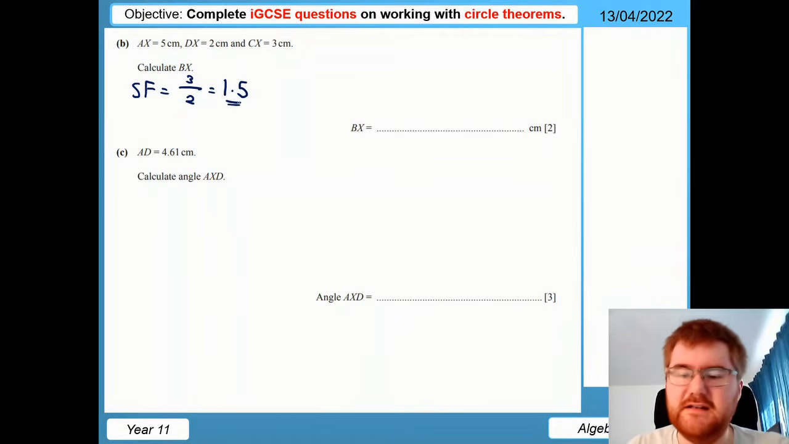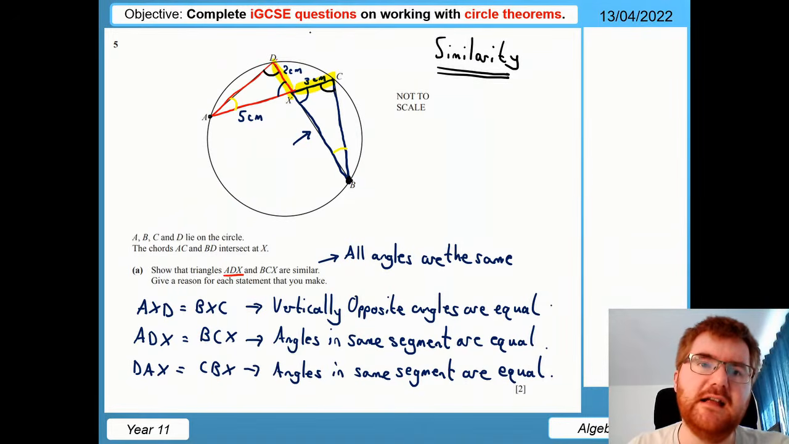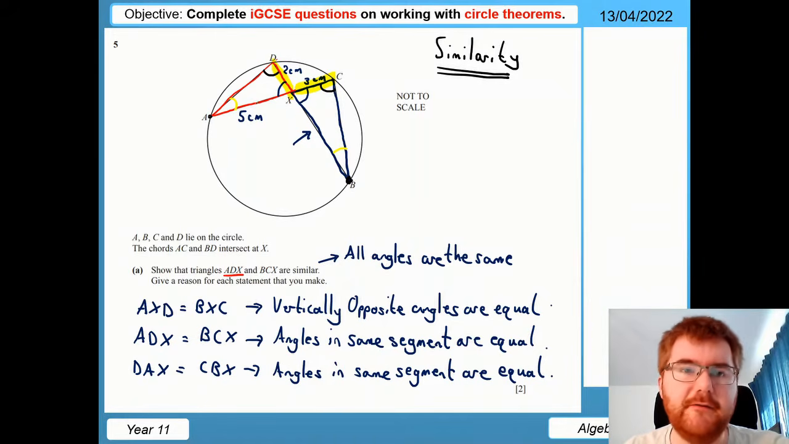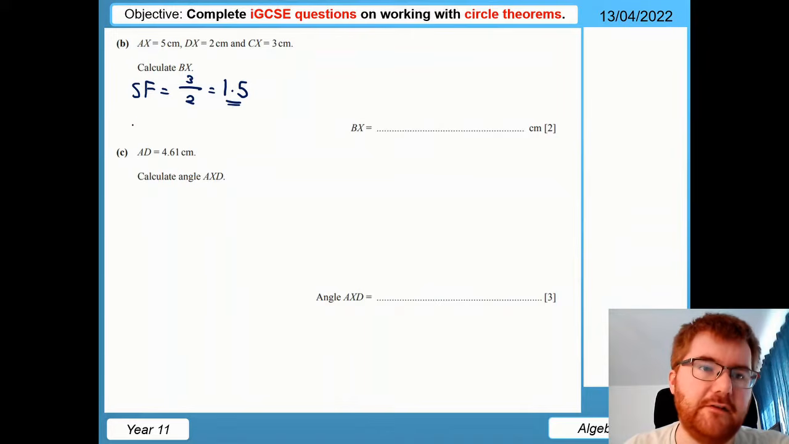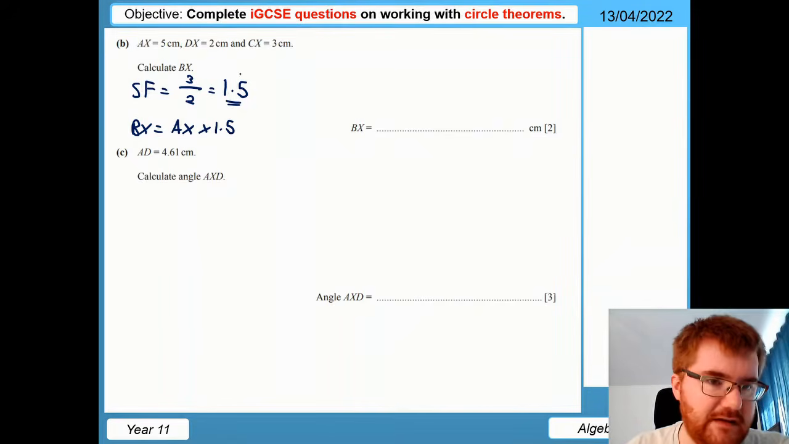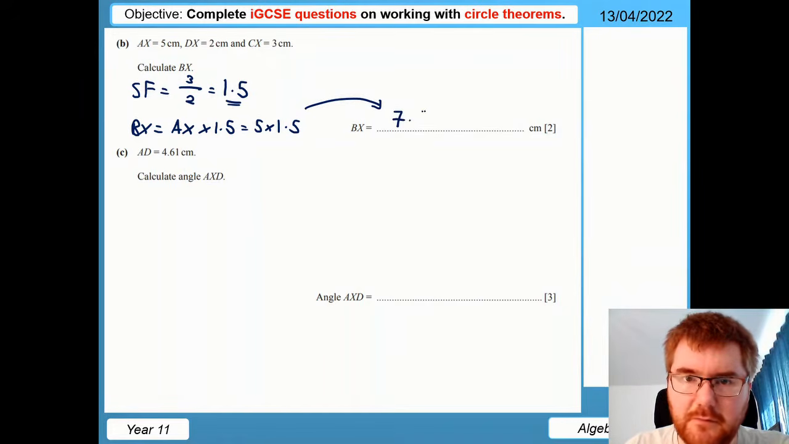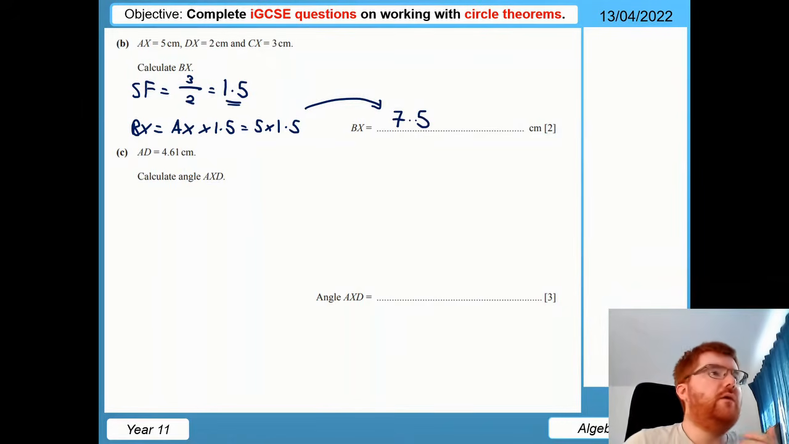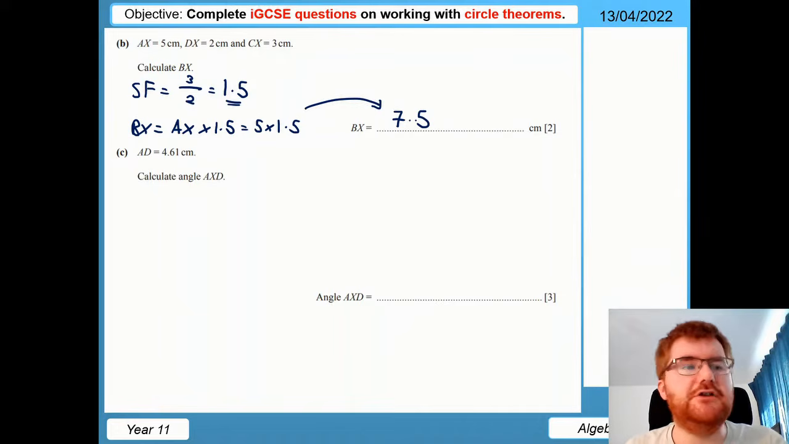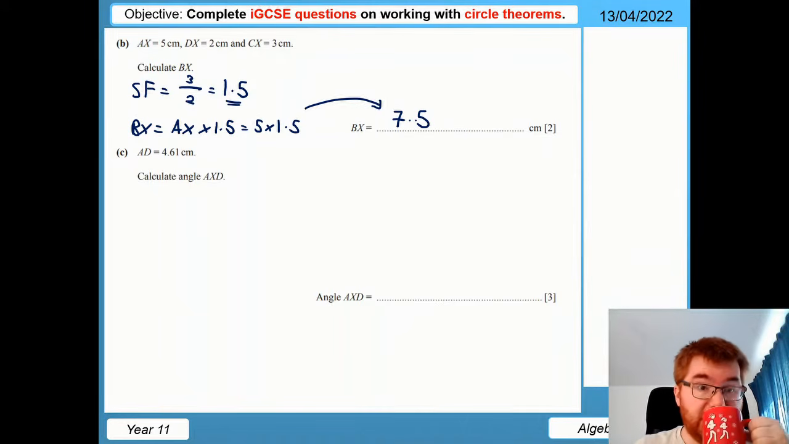So that's a key number that I need, and you have to take corresponding sides. The reason I did it that way around is I'm looking for the larger side here. So in order to work out BX, I take the AX side and times it by the scale factor. So to work out BX, we just take AX and then times it by 1.5, that's the scale factor. So that's just 5 times 1.5, and that's going to be our answer of 7.5 centimeters. Again, with a 2-mark question, expect some calculation, but it shouldn't be overly tricky either.